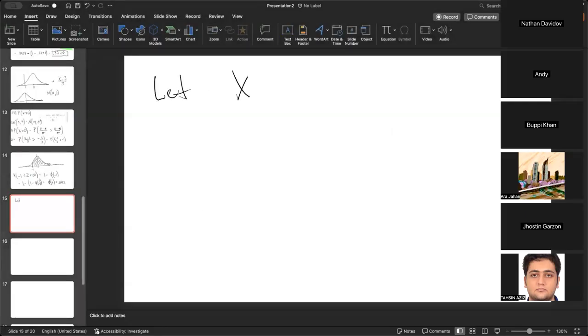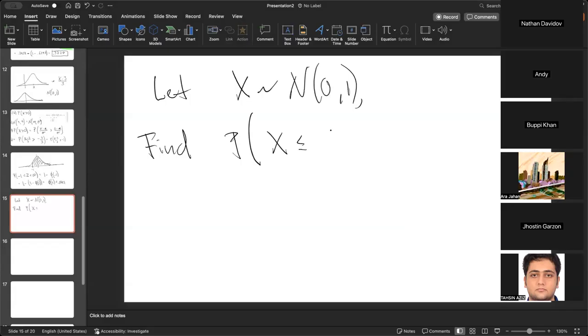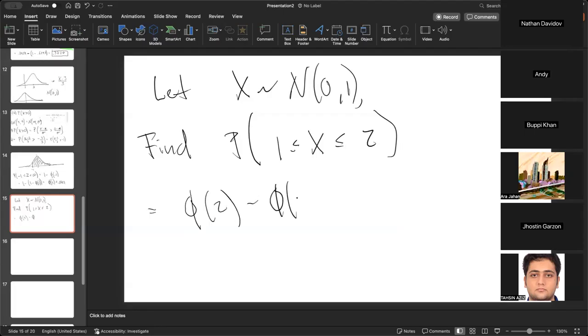Let X have the standard normal distribution. Find the probability that X is between 1 and 2. Okay, so the way that we do this is that this is just going to be phi of 2 minus phi of 1. Why is this what's happening?